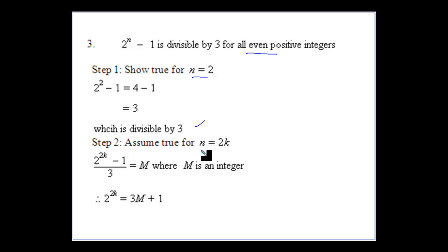We're going to assume it's true for n is equal to any even positive integer. So n would be equal to 2k, because that's going to give us an even number. So 2 to the power of 2k minus 1 divided by 3 equals m. And then I've manipulated to get 2 to the power of 2k is equal to 3m plus 1.